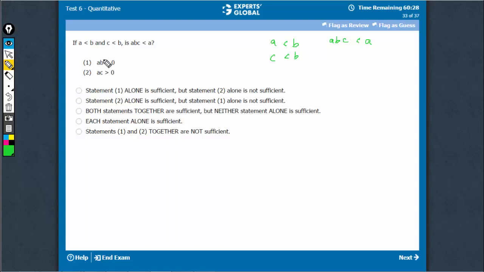It tells me that one is positive, the other is negative. Since b is greater than a, b must be positive and a must be negative. It doesn't say anything about c, so therefore 1 is not sufficient.